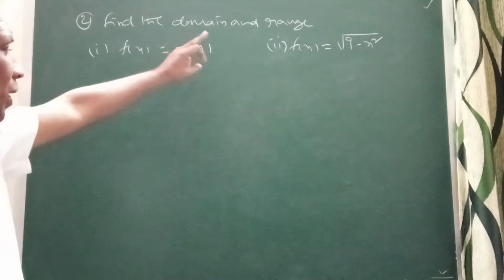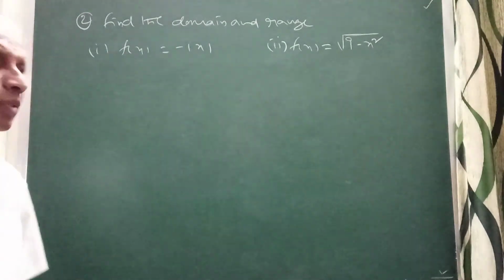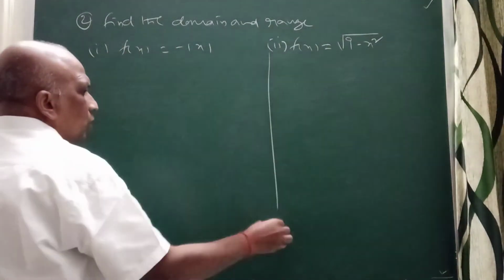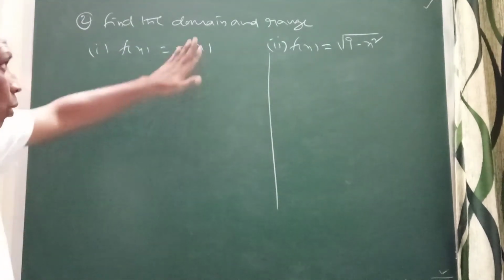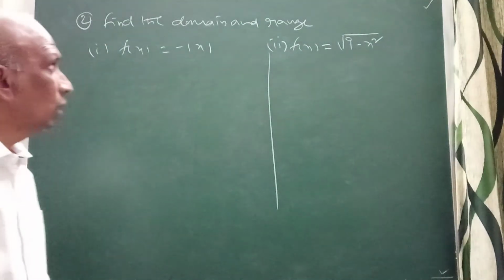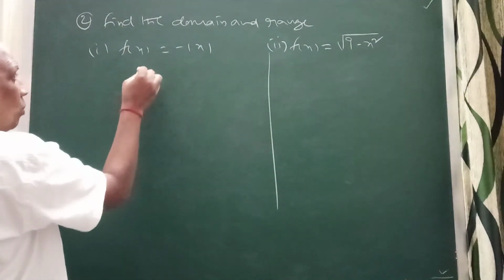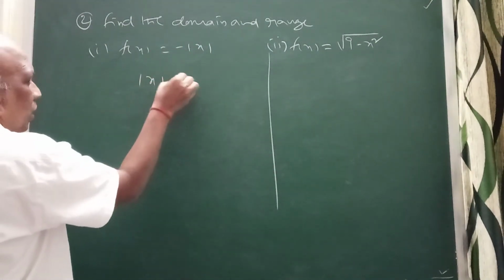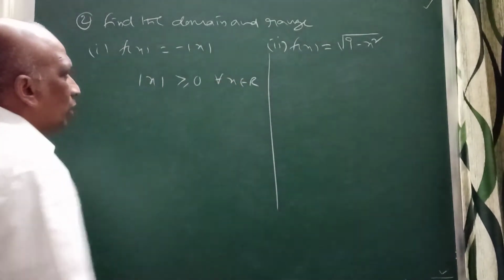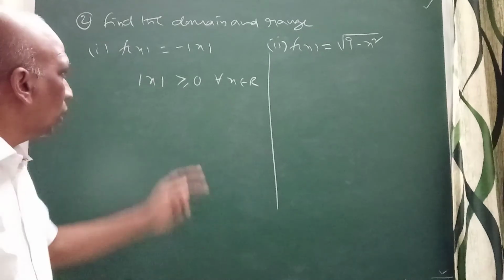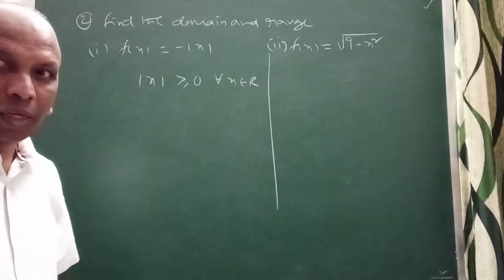Here we should find the domain and range of these two functions. Think about this one, f of x equals minus mod x. We already learned mod x gives the absolute value of x, and you can always remember this. So mod x is greater than or equal to 0 for all x belongs to R. Whether 0 or positive, mod x is always greater than or equal to 0.